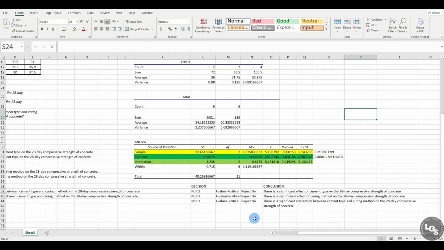Because we have concluded that there is a significant effect of the cement and also of the curing method on the compressive strength, and of the interaction, we can now perform a post hoc test to know where the significant difference is. Is it in type 1, type 2, or type 3, or between the two curing methods? Those post hoc tests were discussed in the one-way ANOVA video.